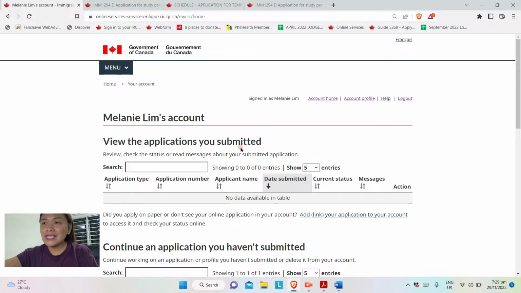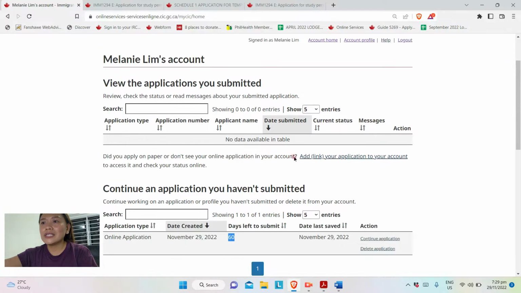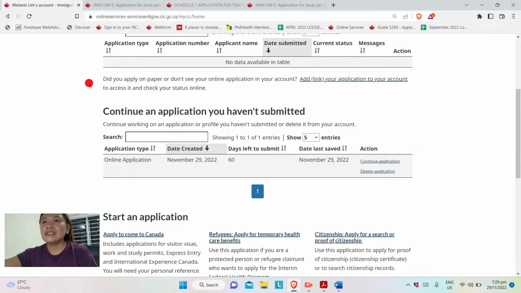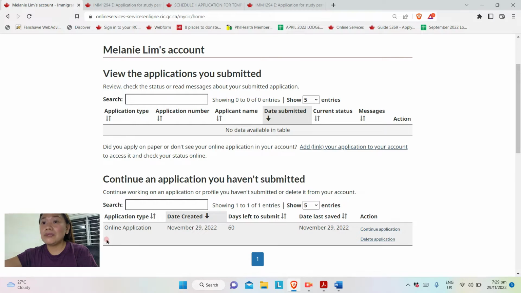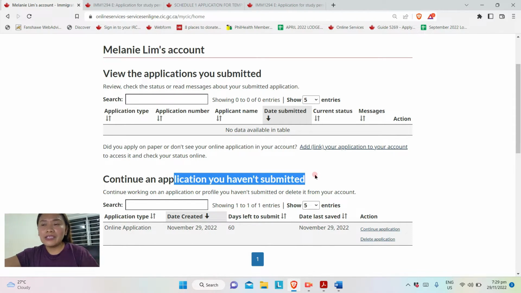Next. Okay, so my session expired, so I had to log in again. And as you can see, you will find your application, the one that we did, the questionnaires that we answered here. So under the application, you haven't submitted. So the IRCC, or the Immigration of Canada, doesn't have access to this.